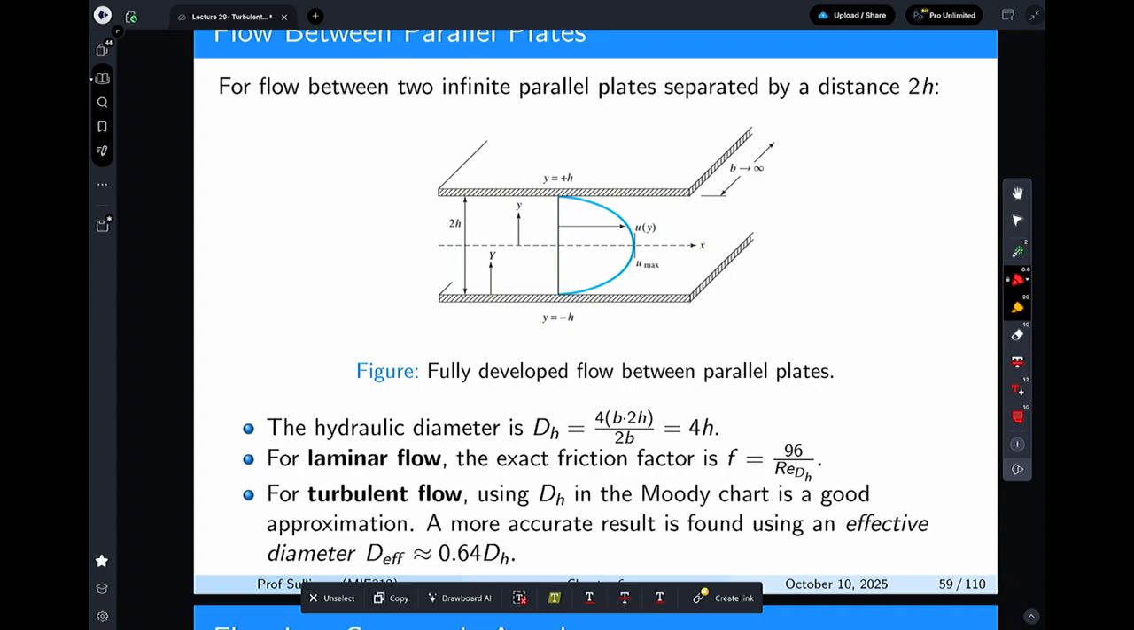If you have two parallel plates that are separated by a distance 2h, thank you. Okay, 2h. The hydraulic diameter is 4 times the area, base b times height 2h, divided by the wetted perimeter, which is 2b. So you end up with 4h. For laminar flow, you can use a friction factor that's going to change a bit, 96 over Reynolds number. For turbulent flow, again, you can use the hydraulic diameter with an effective diameter that is 0.64.